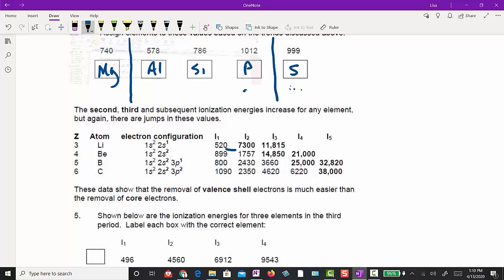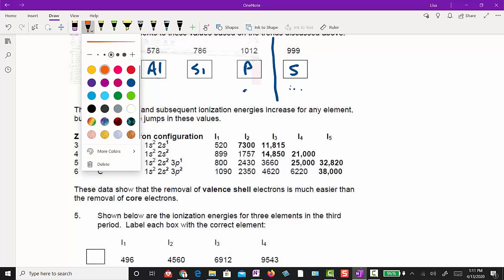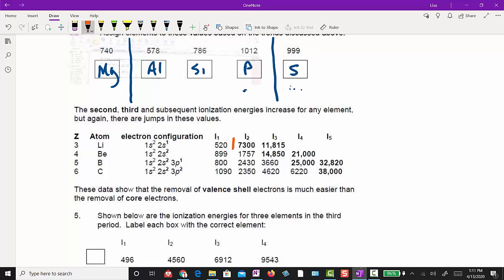In lithium, I'm going to put a vertical line, which would be better. In lithium it's right here, going from 520 to 7,300. That's the big jump. In beryllium, it's going from I2 to I3. That's our big jump. In boron there's a bigger increase, and in carbon it occurs in trying to get the fifth. So in lithium, it's much, much harder to get the second electron than it was to get the first. In beryllium, it's much, much harder to get the third electron than the second. What's the explanation for that?